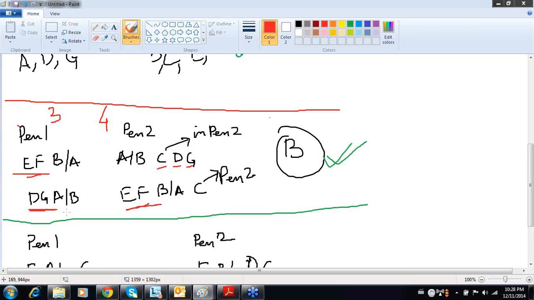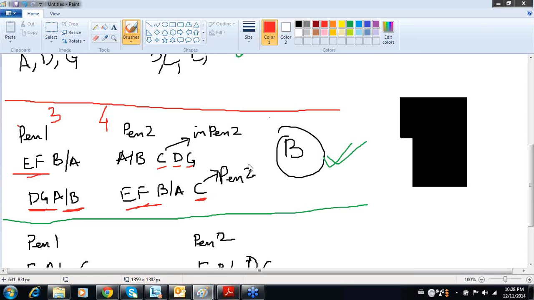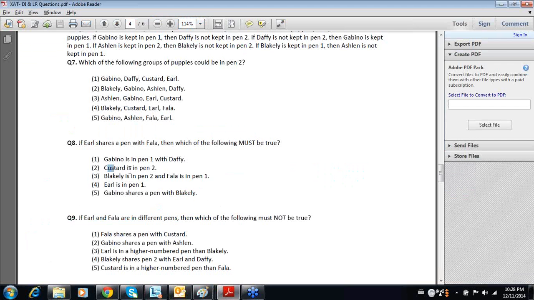If D and G are in pen 1, then one of A or B has to be in pen 1. Okay, so C has to be in pen 2. One thing is clear, in either of the cases C is always in pen 2. So C is always in pen 2. We have option number 2. C is always in pen 2. We can go ahead and mark option number C. Option number 2, C is in pen 2. Got it, everybody? Clear?